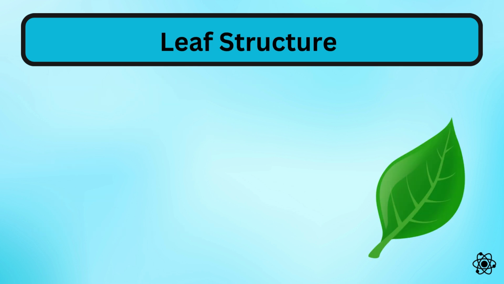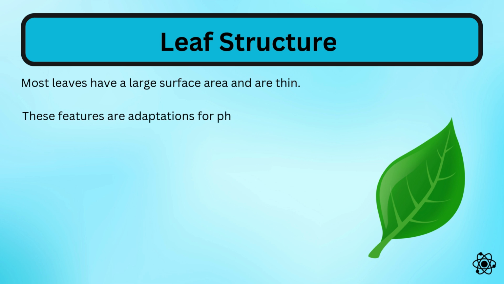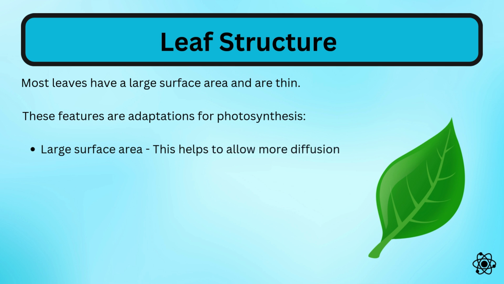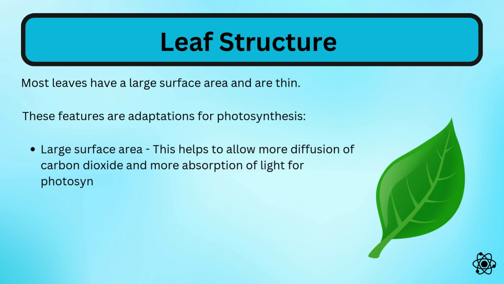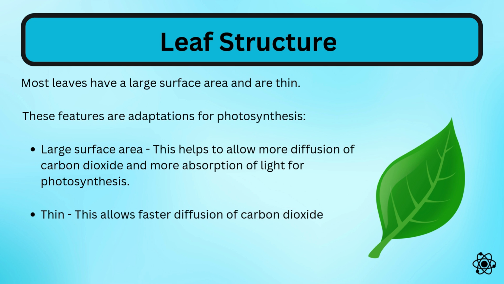Now let's look into the detail of the structure of a leaf. Most leaves have a large surface area and are thin. These features are adaptations for photosynthesis. So a large surface area helps to allow more diffusion of carbon dioxide and more absorption of light for photosynthesis. The fact that it's thin allows faster diffusion of carbon dioxide to palisade mesophyll cells.